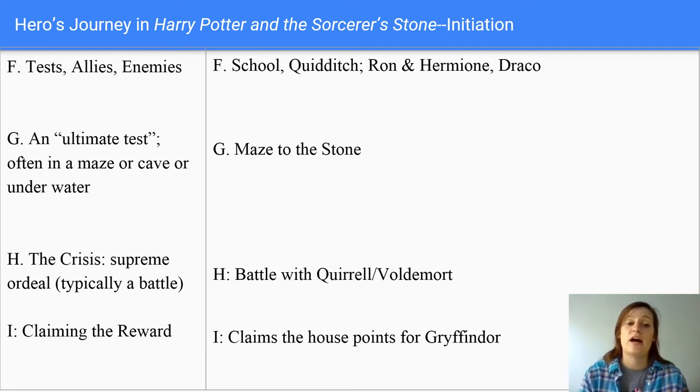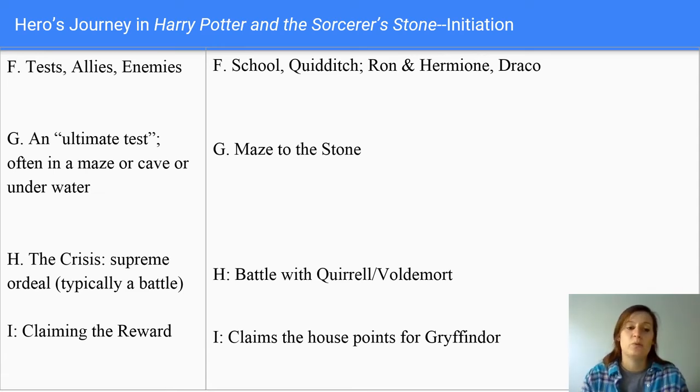So these often happen to be mazes or a cave or even sometimes underwater. And specifically with this one, we have a maze to the stone. Then we kind of come to our climax moment, which is the crisis, and this is the supreme ordeal, and this usually takes the form of a battle. And so, of course, we have the battle with Quirrell and Voldemort.